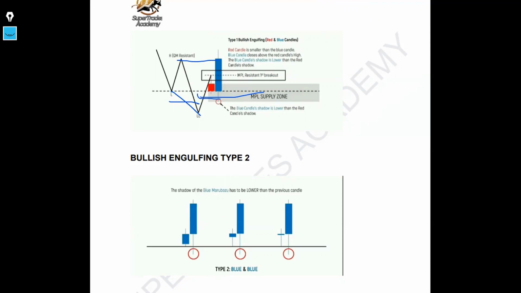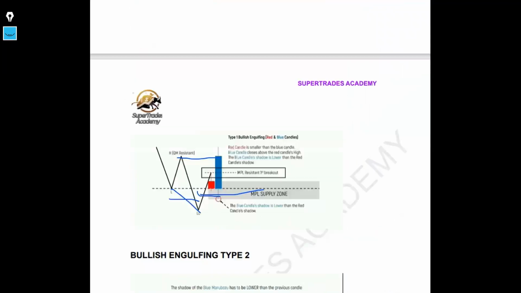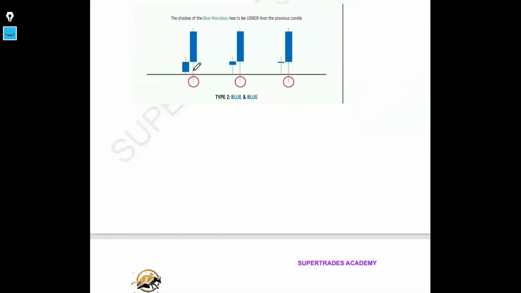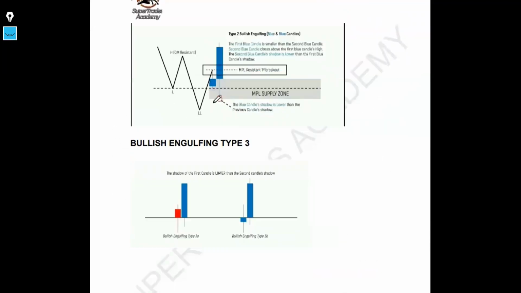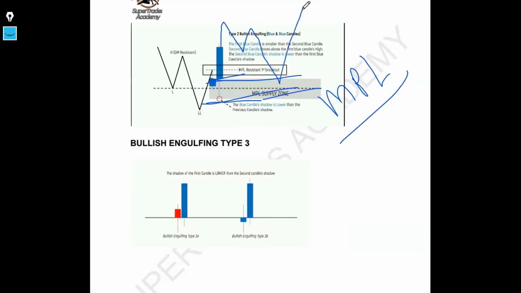So engulfing type 2, this is how it looks. The shadow of the first candle is longer than the previous bearish candle. So this is how you can find it on the chart. You mark from the body of the first candle to the wick of the second candle, and this is the maximum pain level, MPL. It's found here. So you have to wait for the market to break, come back here, and you take your order. This will be a breakout.